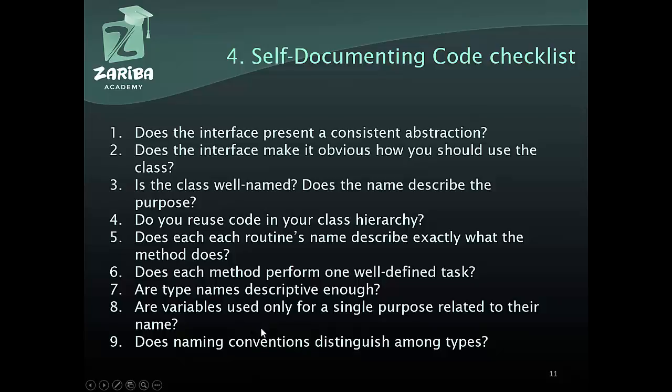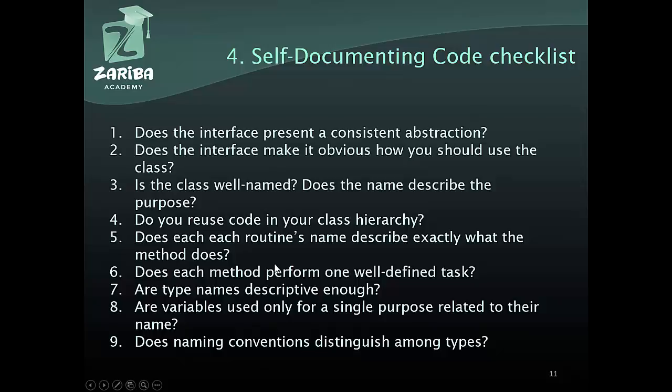Are variables used only for a single purpose related to their name? Okay, if you have to store multiple pieces of information in a single variable, then maybe you should rethink how to split it. If you have an array of students, that is fine, because it's just a collection of students. But if you want to save a string and then a boolean in a variable, then maybe use a struct, maybe use a class, but do not put them in a single variable.